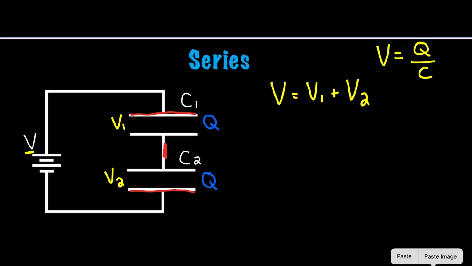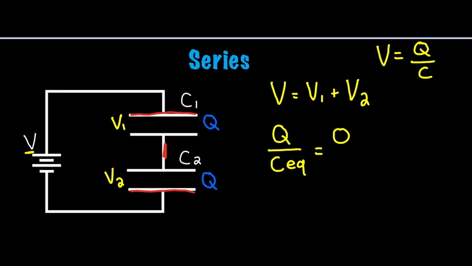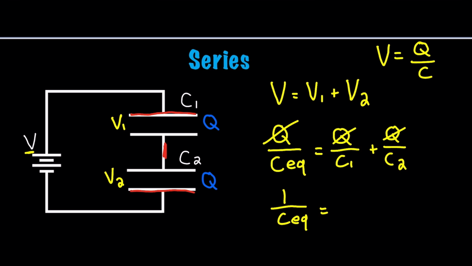So the total voltage of the power source is the charge stored in both capacitors, Q, over the equivalent capacitance, and that equals the sum of the potential differences across the two, which will be Q over C1, plus the same charge, Q over C2. Then the Q's cancel out, and I get that 1 over the equivalent capacitance equals 1 over C1 plus 1 over C2. And again, this will work for any number of capacitors in series.